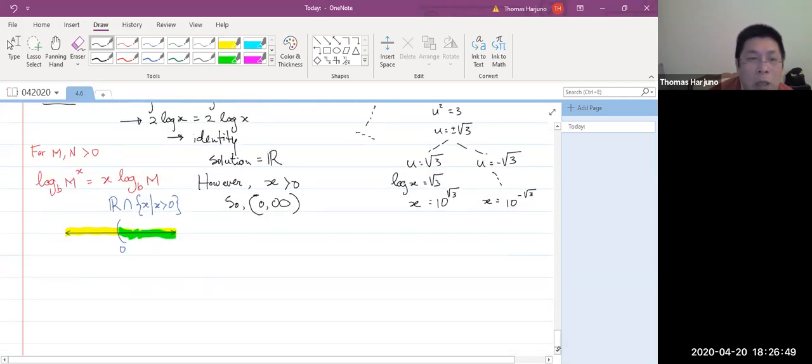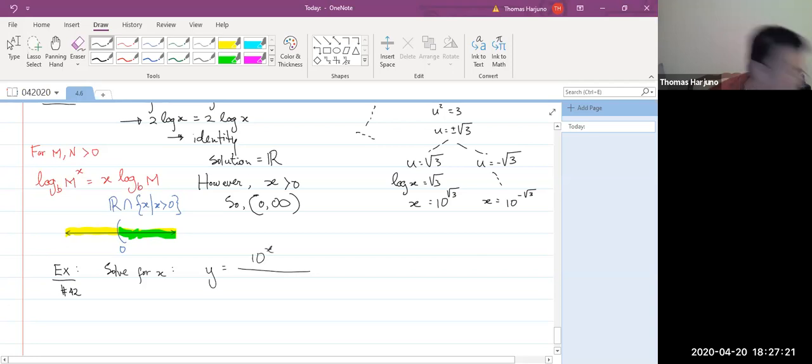Now, let me go on further. One more question that in the past I considered to be quite standard, but I have plenty of students asking me how to do it in my office hours. So instead of waiting for you to ask me this question, let me do, for example, number 42. Number 42, solve for x. y equals 10 to the x plus 10 to the negative x over 10 to the x minus 10 to the negative x.